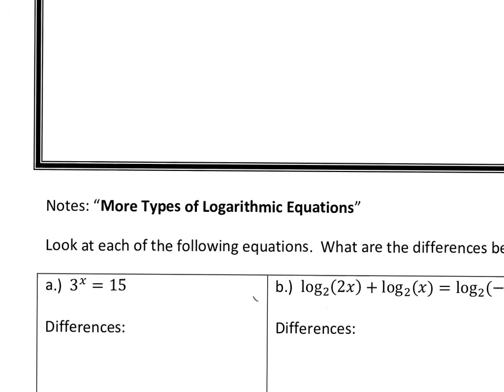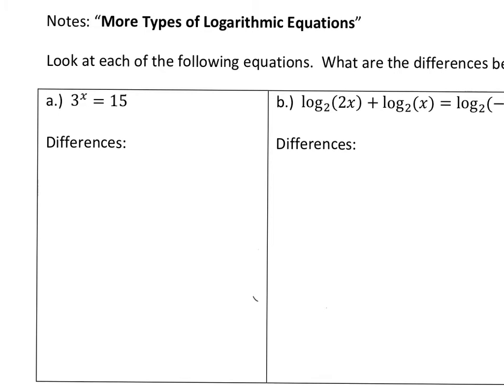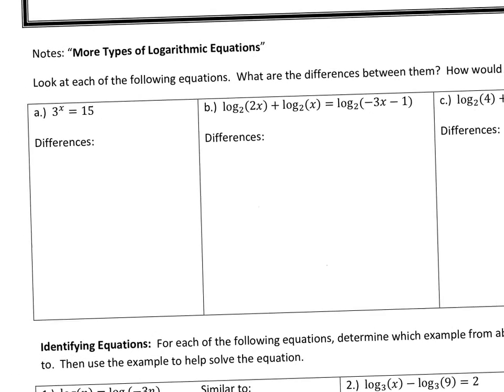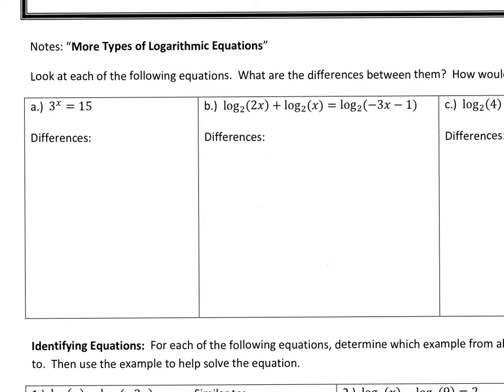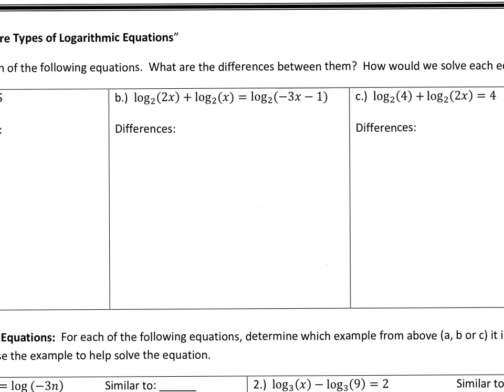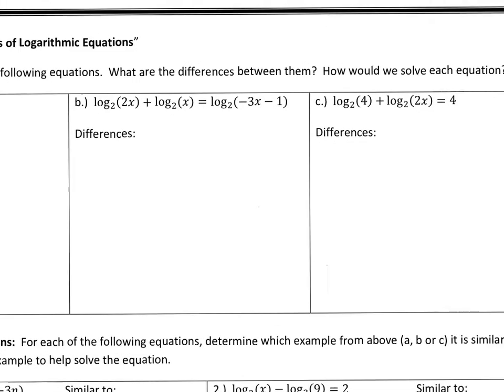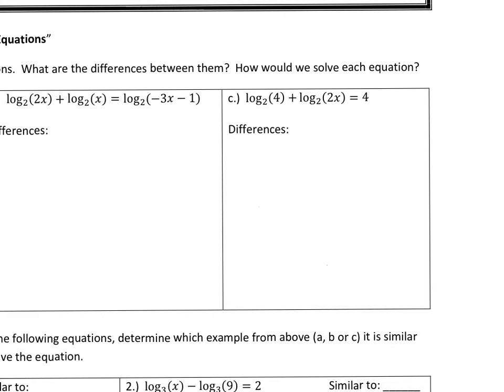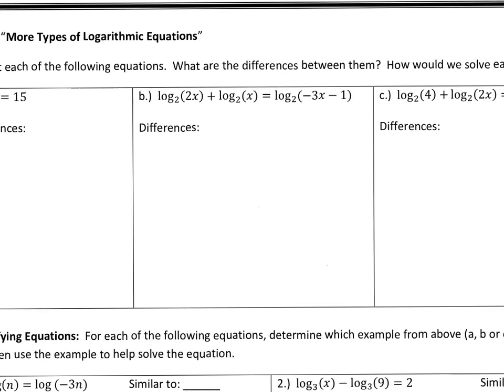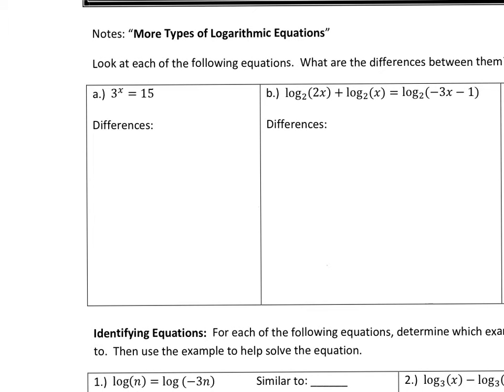Okay, so I erased all of that writing except for this little bit right here, which I'll get rid of. So we can look at three different types of log equations. So in part A, we have 3 to the x equals 15. Part B, log base 2 of 2x plus log base 2 of x equals log base 2 of negative 3x minus 1. And then in part C, we've got log base 2 of 4 plus log base 2 of 2x equals 4. So they're all a little bit different, and so I want to write down some of those differences now.